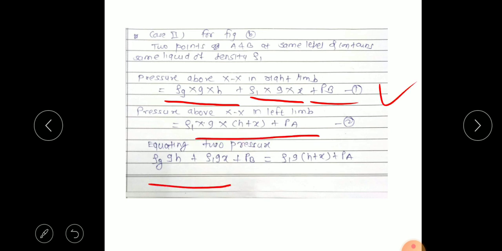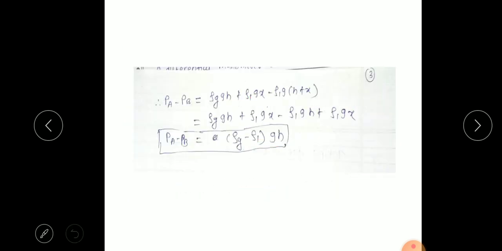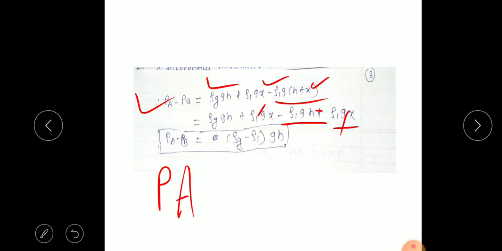So equating these two pressures we get PA minus PB is equal to density of mercury into GH plus rho 1 GX minus rho 1 G(H plus X). Simplifying this, splitting the bracket: rho 1 GH minus rho 1 GX. So this rho 1 GX will be cancelled, and we get the pressure when the two are at the same level.